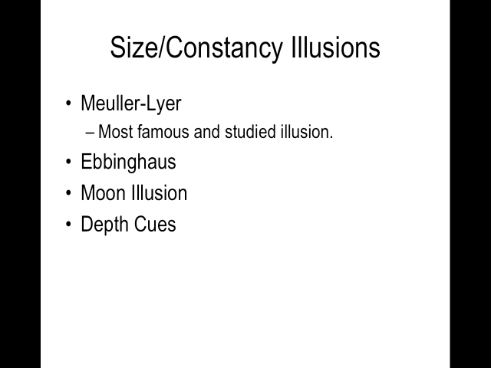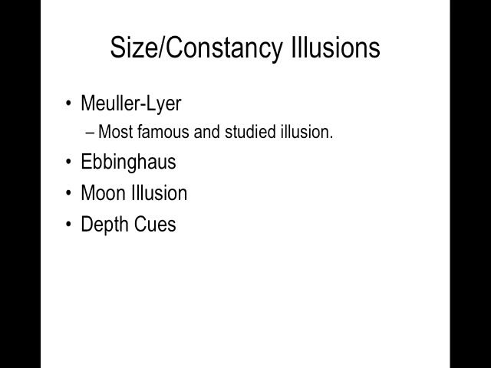Size and constancy illusions are our expectation that sizes stay the same, or that things are constant, which is what we ended the last section with. So the Mueller-Lyer is the most famous. We're going to do the Ebbinghaus illusion, the moon illusion, and then some depth cue combinations with size constancy. So we can put these together too.